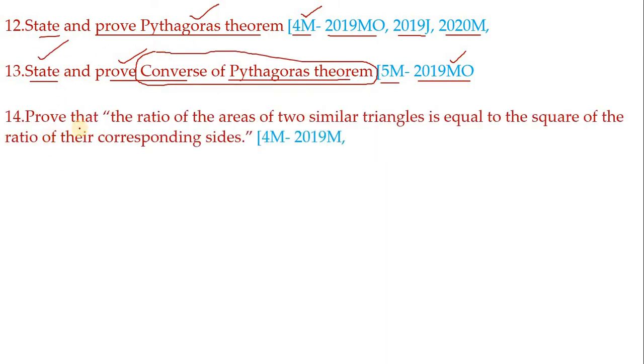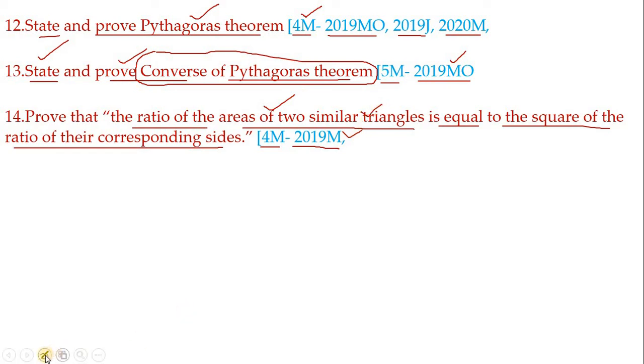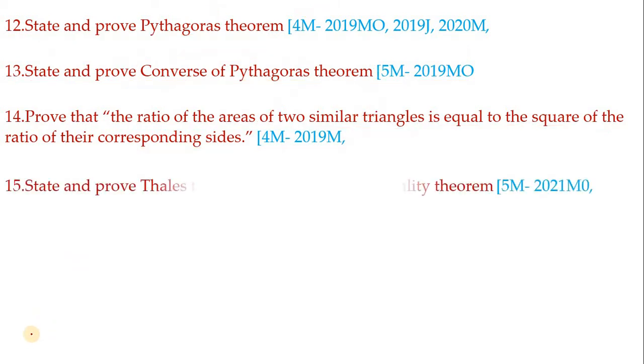Next the 14th one, prove that the ratio of the areas of two similar triangles is equal to the square of the ratio of their corresponding sides. This is a 4 mark 2019 problem. This is the problem based on areas of similar triangles, very important. So practice this also.